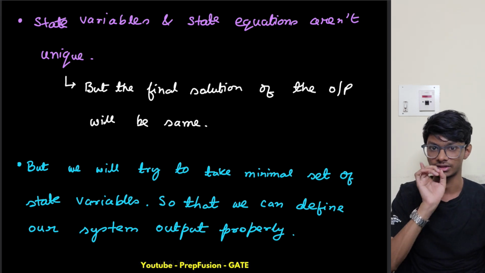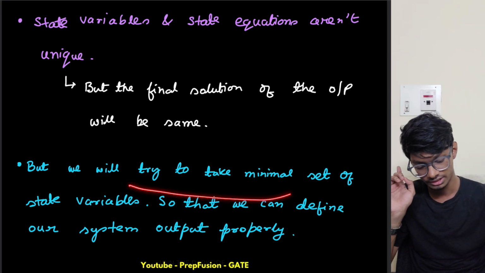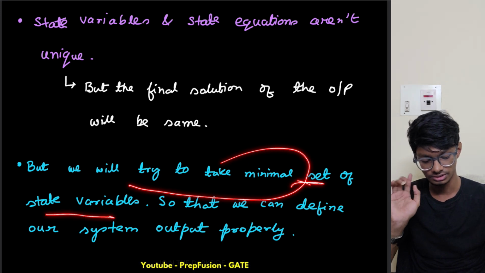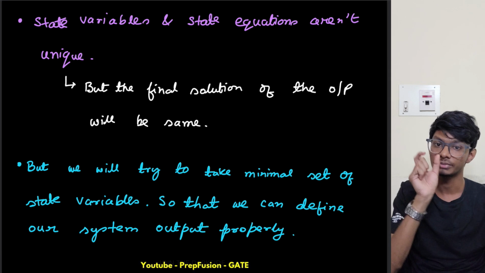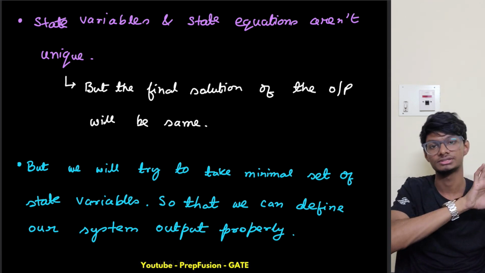But one thing you have to keep in mind is that we have to take the minimal set of state variables so that we can define our system output properly. At least we have to take the minimal set which can define my system output.